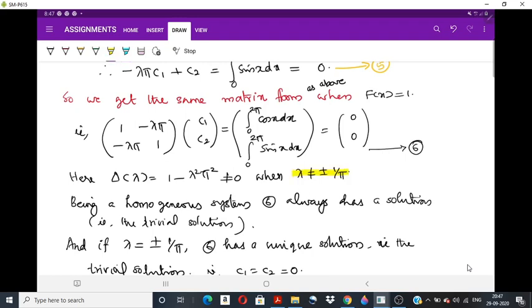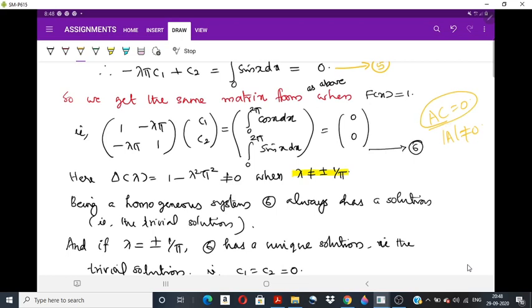Now we will discuss the nature of the solution of equation number 6, the matrix equation. So whenever lambda is not equal to plus or minus 1 by pi, the determinant of the matrix, which is in the form AC equal to 0, that is A into C equal to 0, here determinant of A is not equal to 0. And we know that AC equal to 0 represents a homogeneous system.